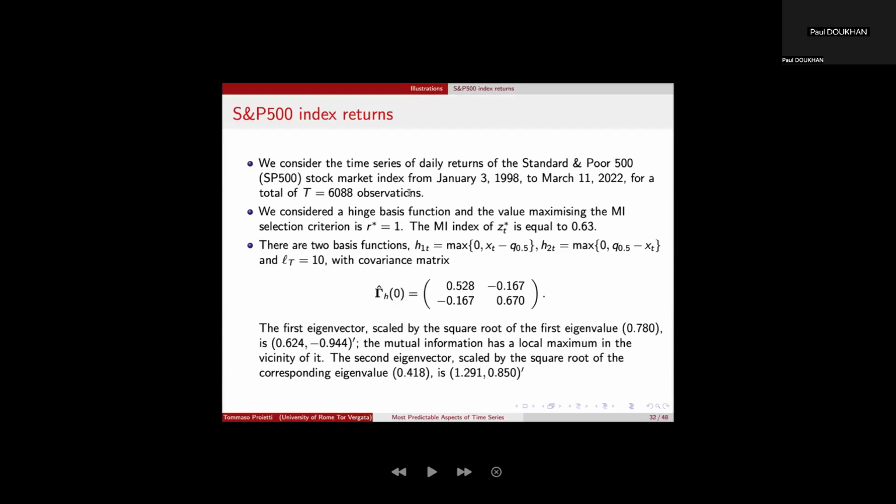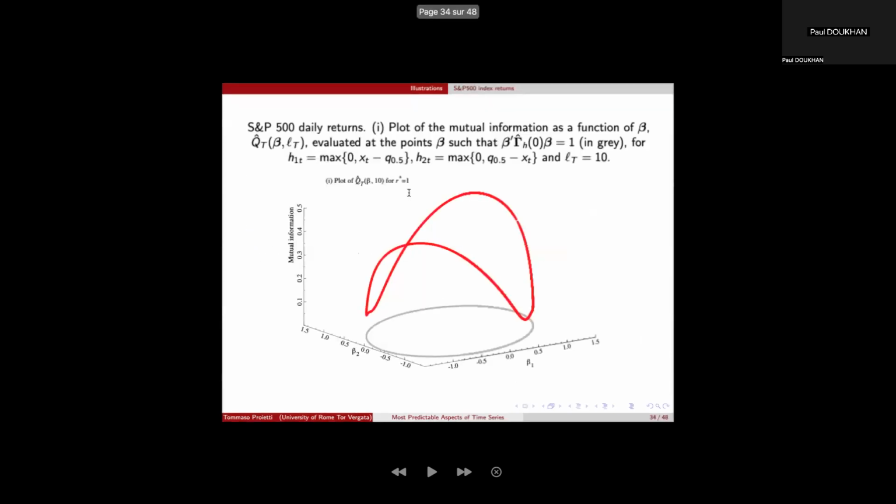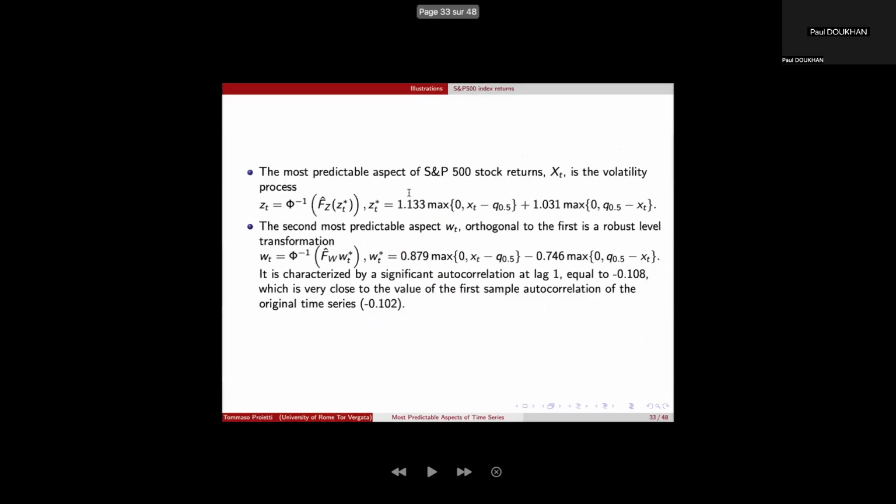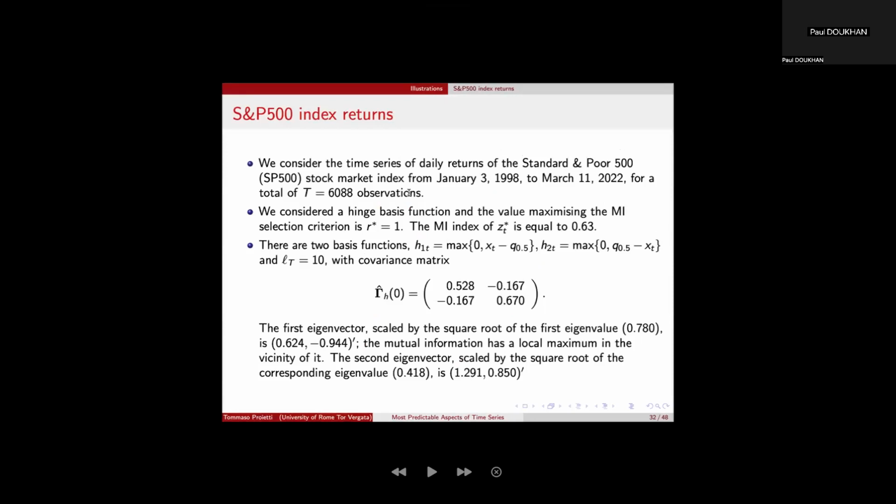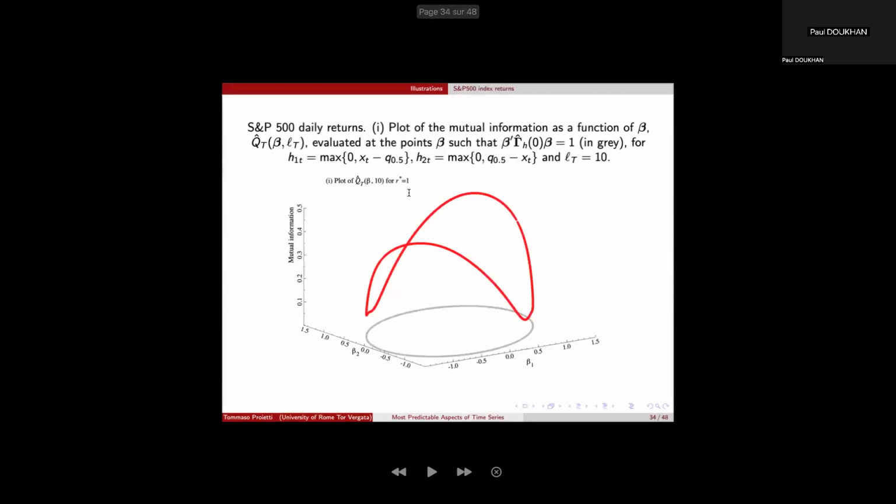Now here I use two basis functions located at the median. The bending parameter is 10. This is the autocovariance matrix. So it's a very simple estimator of the most predictable aspects, so that I can visualize the solution. This is the set of the betas. The betas have to satisfy a normalization constraint with respect to the metric of this matrix, so they have to lie along these ellipses here. And this is the value of the objective function.